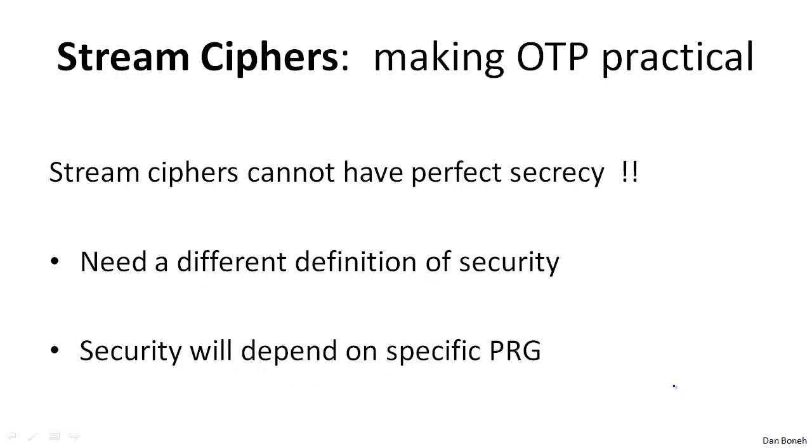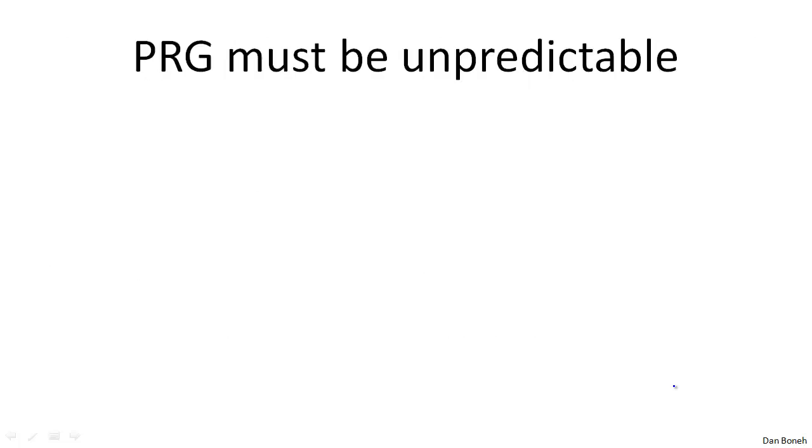First of all, we would need a different definition of security to argue that the stream cipher is secure. And in particular, the security property is going to depend on the specific generator that we used. So in fact, the definition of privacy that we'll need to argue security of stream ciphers we'll see in the next lecture. But for now, let me show you one particular property that a generator must have, a minimal property needed for security. This property is called unpredictability.